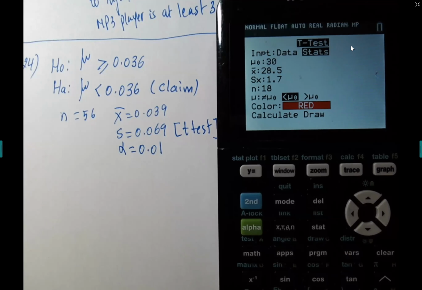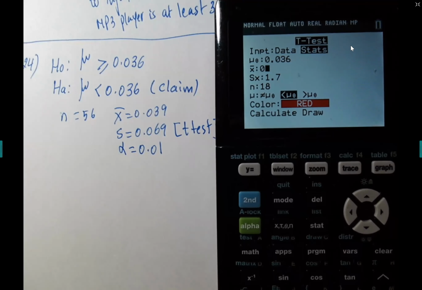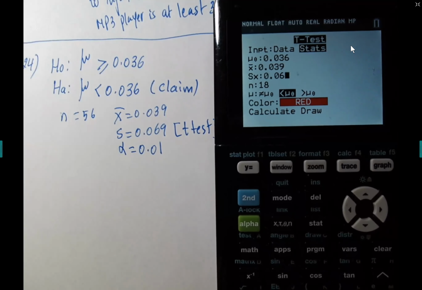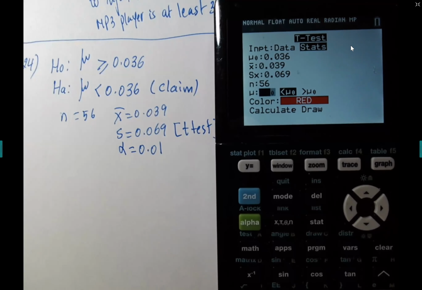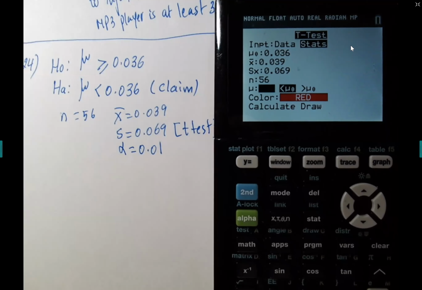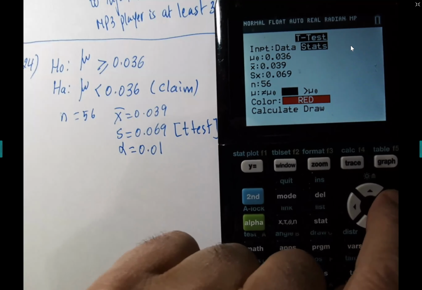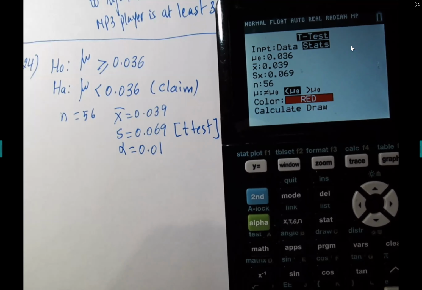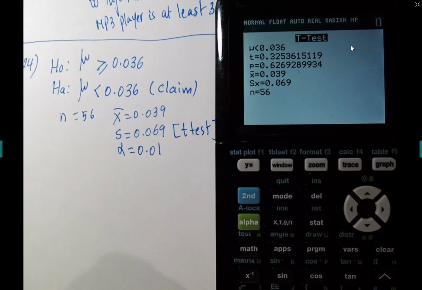Okay, mu 0, 0.036. X bar is 0.039. S is 0.069. N is 56. And can you guys tell me which one do I use before I hit draw or calculate? Second. Second one, very good. And let's do a draw. A calculate will be faster, a lot faster. Let's do a calculate. Okay, T is 0.325.